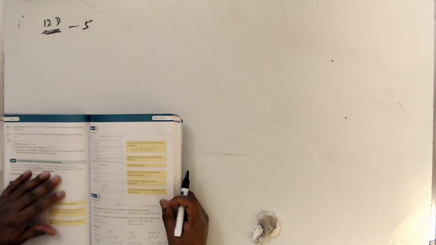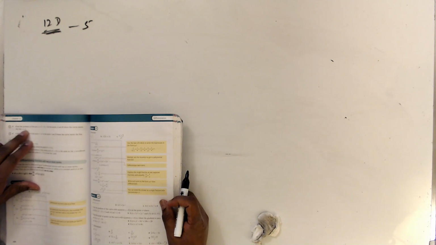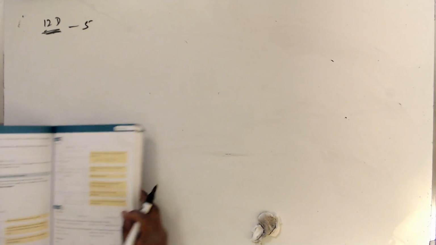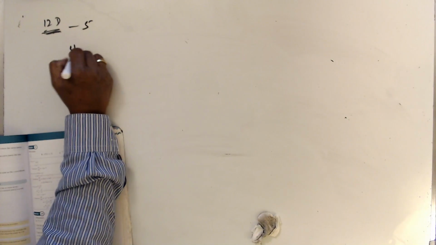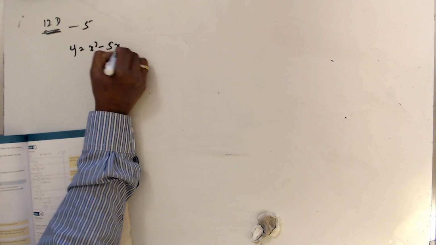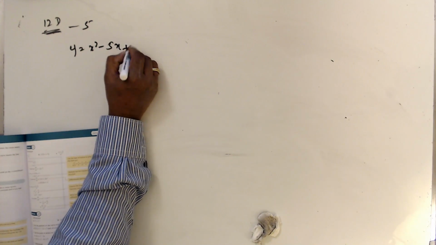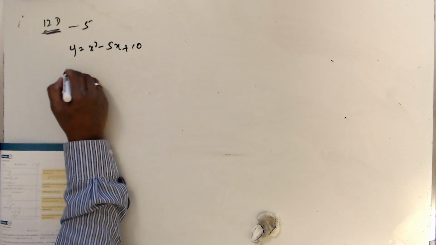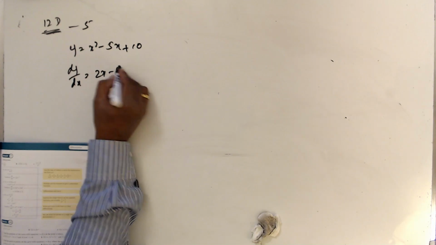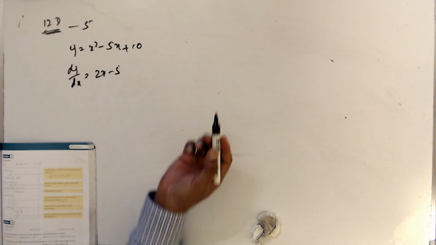In this sum, number 5, find the gradient of the curve y equals x square minus 5x plus 10. Okay, we'll find the gradient of any curve. So then dy by dx is 2x minus 5. This is at any point x.